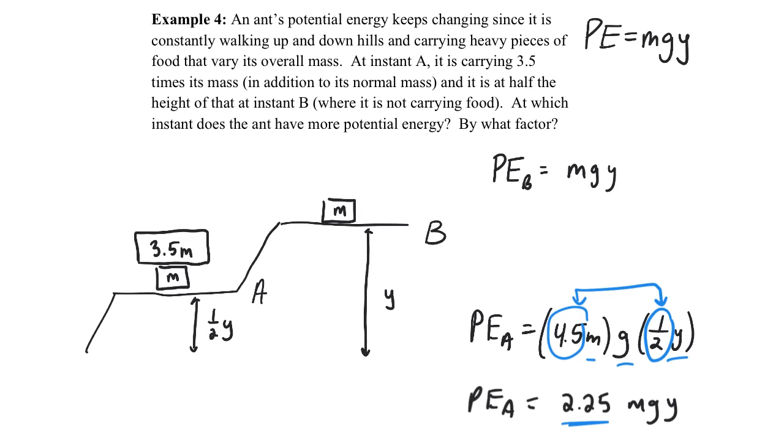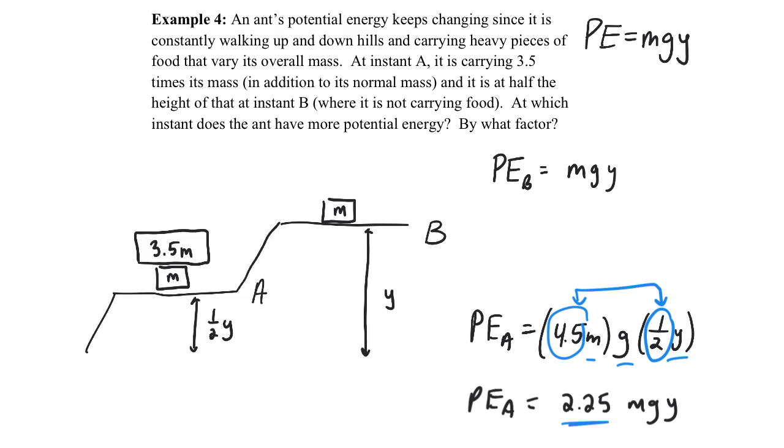The idea behind this is I want to make these two answers look very similar. I want them to both have mgy, but this one has a coefficient. That coefficient, because it's greater than 1, tells me that this energy is more than this energy right here. Try numbers for m, try numbers for y, and you'll get answers for your amount of joules. And that's fine, you can do that, but I want you to see this.